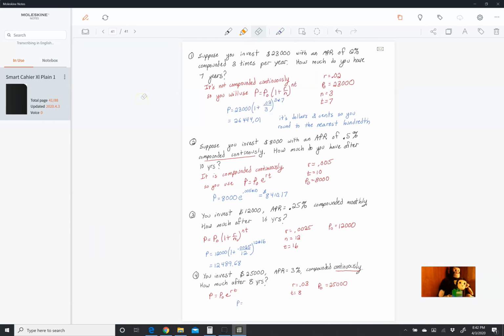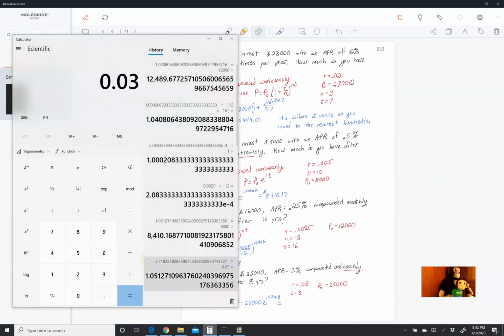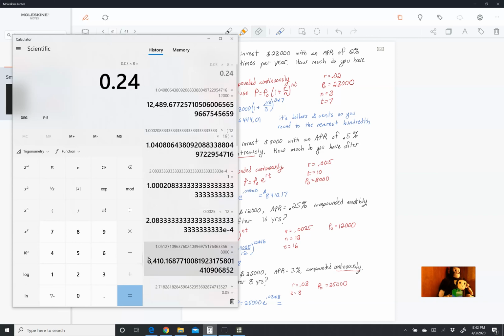P is 25,000 e to the 0.03 times 8. So we're going to do the 0.03 times 8 first, so that we know what the exponent is. You can do e and then to the power of, and then put the 0.03 times 8 in parentheses. That would be fine too. So actually, if we did that, it would look like this: e to the power of, in parentheses, 0.03 times 8. Okay, and you see the 0.24, that's telling you what the 0.03 times 8 is.